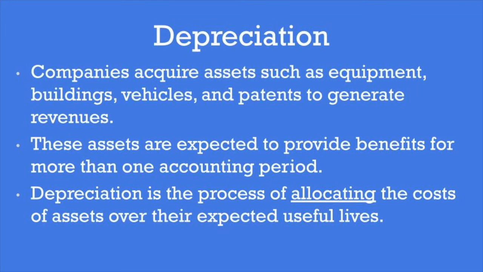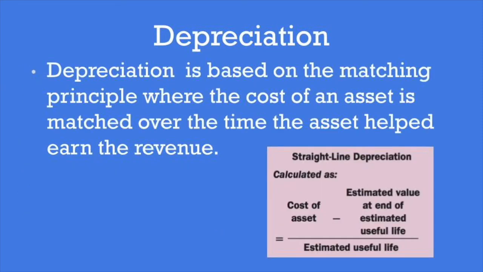These assets tend to last longer than one accounting period, more than a year. So we say to ourselves, if we're getting value out of it for more than 1 year, we need to reflect that value over the course of time. And as it gets used up, we want to reflect the expense of it over time. So what depreciation does is it allows us to do those two things. Depreciation really allocates the cost of the asset over the expected useful life of the item.